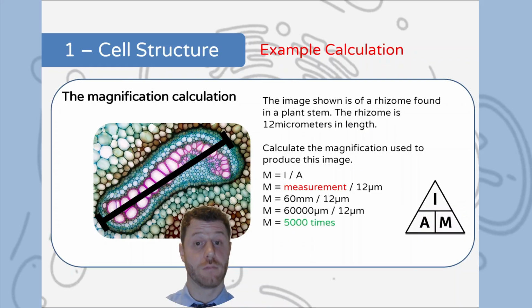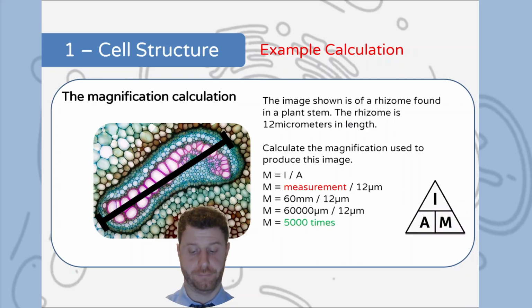Just another note, in answers, you're either given the unit that you need, or you have to put the unit that you've worked out. Don't forget to write down the symbols or unit standards that we just learned in the previous slide if you don't get given the unit in the answer bar. In this case, it's magnification. There is no unit, so our answer was 5,000.